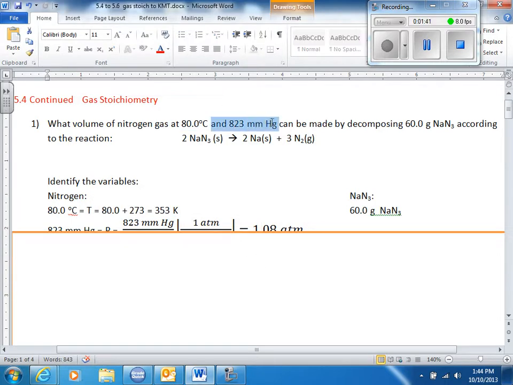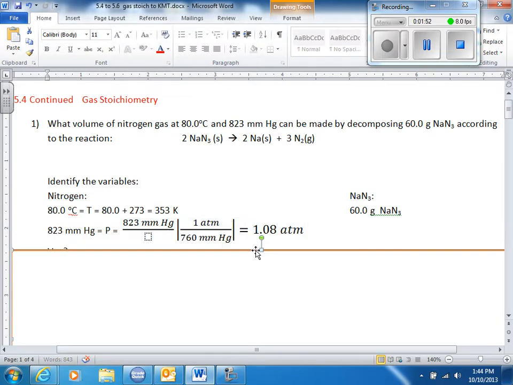We were given a pressure. You should recognize millimeters of mercury as a pressure. And what do we always convert to? It's sitting right here. I've already shown you. That's right, atmospheres. So we've got a pressure right here, which we're converting to atmospheres. And what else do we have? Oh, looks like that's all we've gotten.